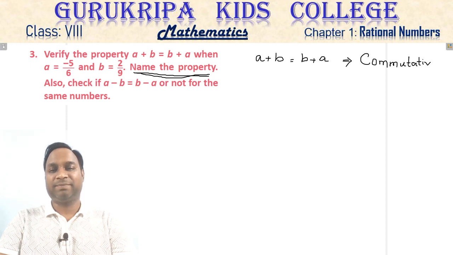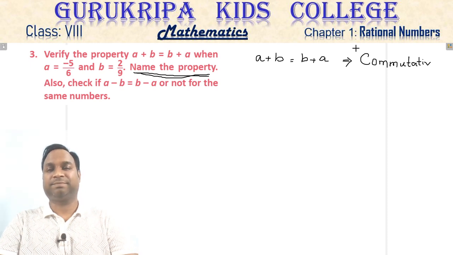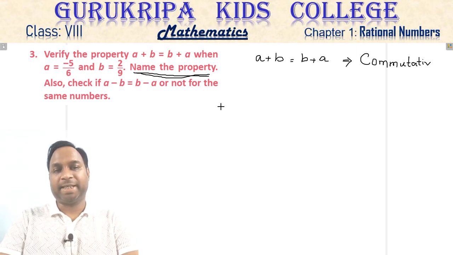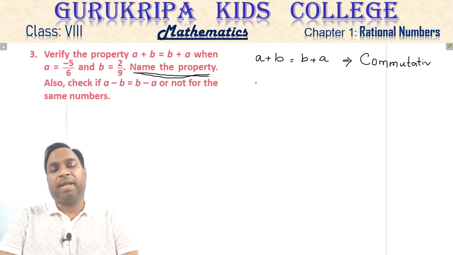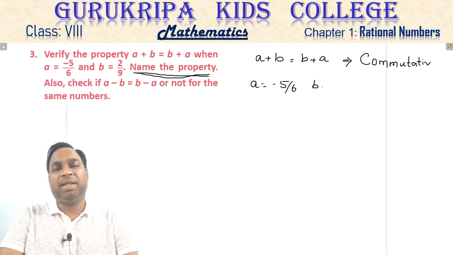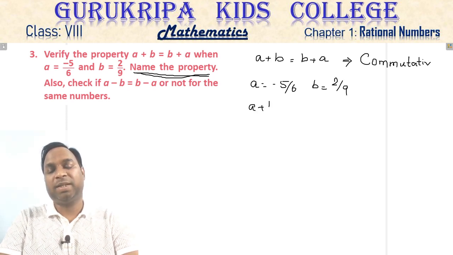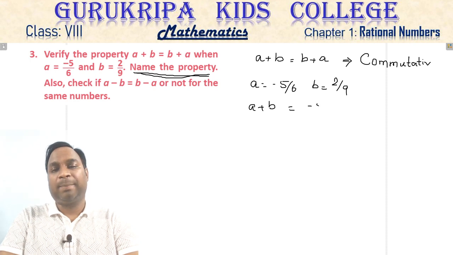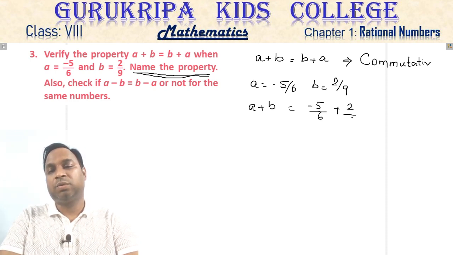Commutative property. Over what? Over addition. Now you have to check it. A is equal to minus 5 by 6. B is equal to 2 divided by 9. So what will be A plus B now? Minus 5 by 6 plus 2 by 9.